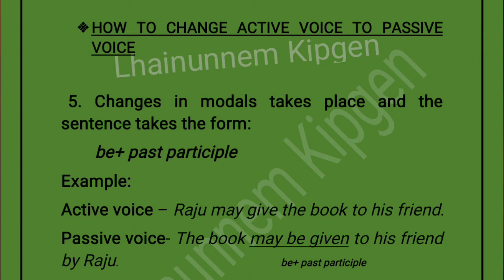Now the active voice is changed into passive voice in the following way. The book may be given to his friend by Raju. The object, the book, now becomes the subject. The modal may is still here, and then the use of be is included, and then the past participle. The book may be given to his friend by Raju. And rule number 5 is finished.